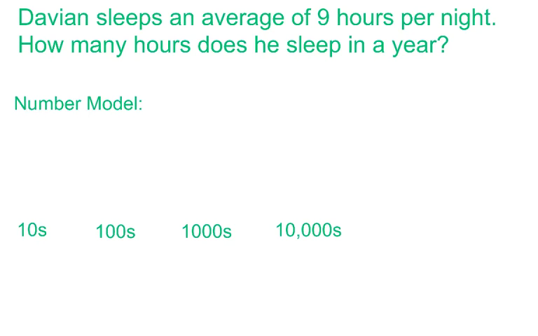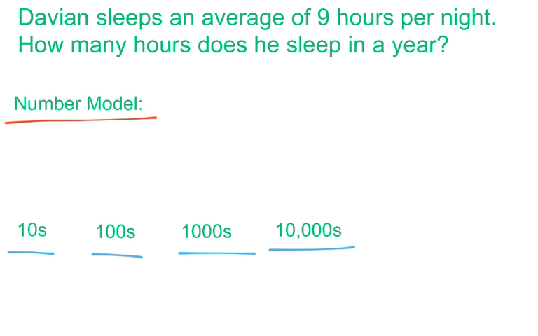Okay, so in our first sample problem, Davian sleeps an average of 9 hours per night. How many hours does he sleep in a year? Well, you may be noticing at the bottom of the screen, you have the tens, the hundreds, the thousands, and the 10,000s. Those are what we're going to use to make our magnitude estimate. But the first thing that we're going to do is we're going to come up with a number model. Okay, and you should remember number model from our previous lesson because we used it when we were using addition.